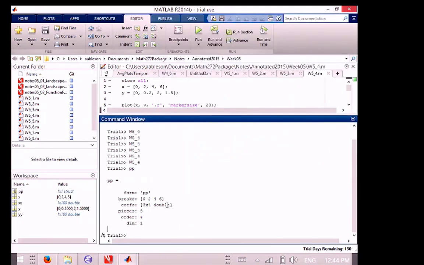However, what we'd like to do is interpret all these things. So the PP just means piecewise polynomial. The breaks are where we transition from one to the next. The interesting stuff is going to be in the coefficients matrix. So here's how you access that.